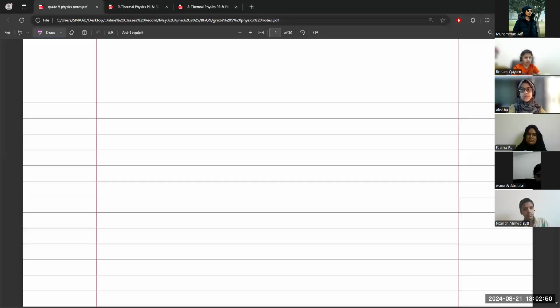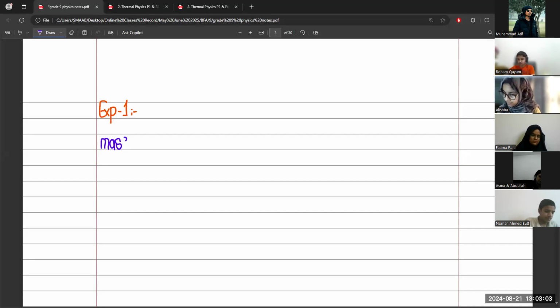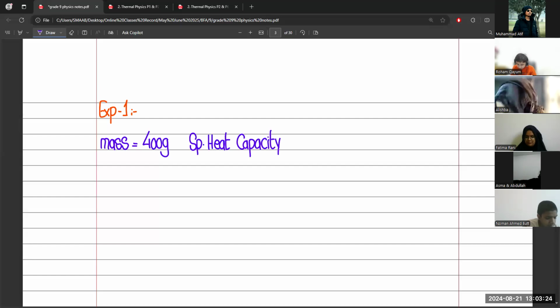Example. So we are taking basic one, example number one, and in example number one, let's suppose mass is equal to 400 grams and specific heat capacity is 4.2 joules per gram degree Celsius. So this is the SI unit of specific heat capacity.